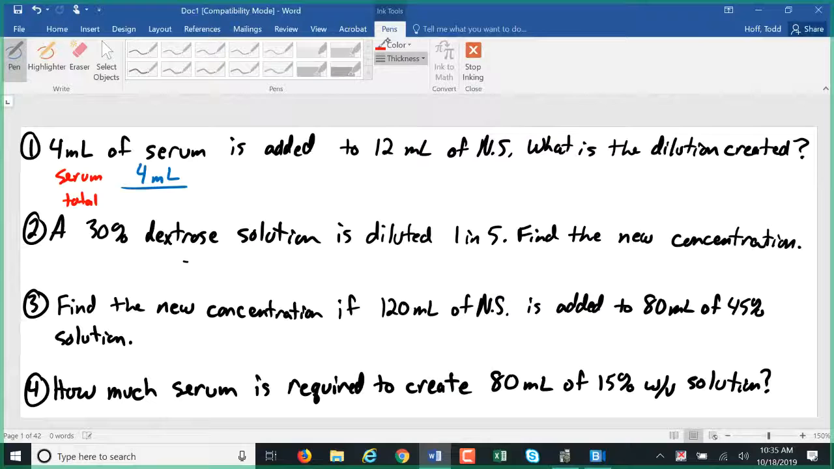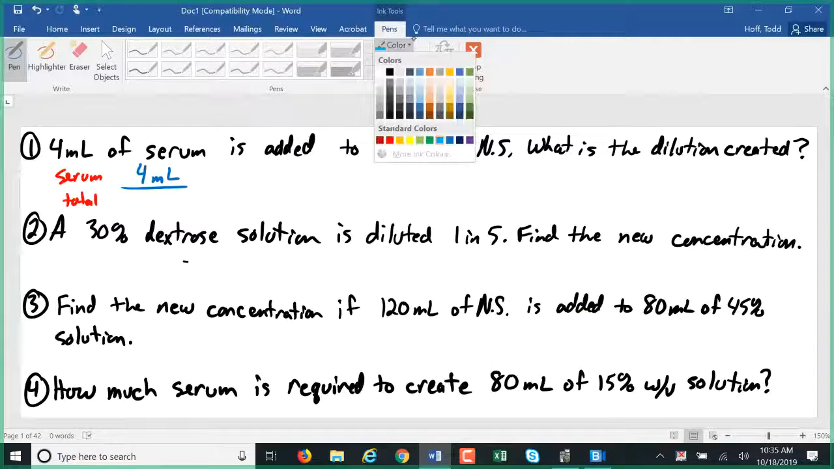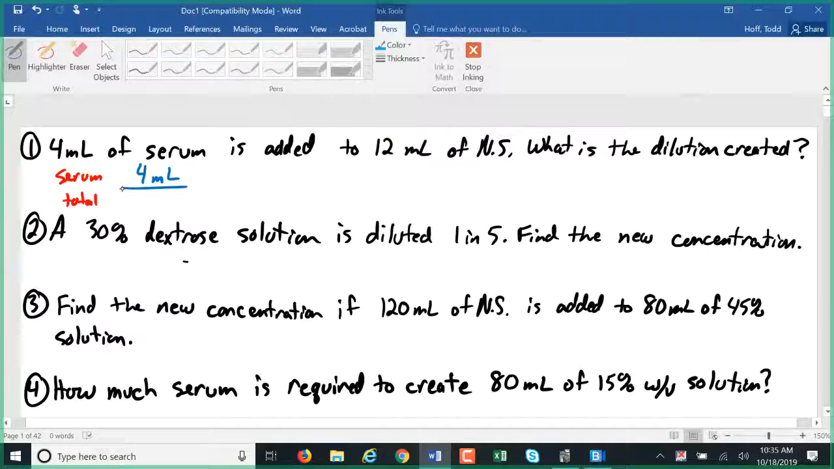So our second number here is not the 12, it's going to be 16. Well, plus 4 milliliters. So the milliliters cross off, that's 4 and 16. Or reducing that fraction, 1 to 4. So that is a 1 in 4 solution.